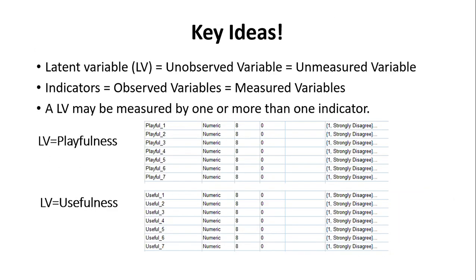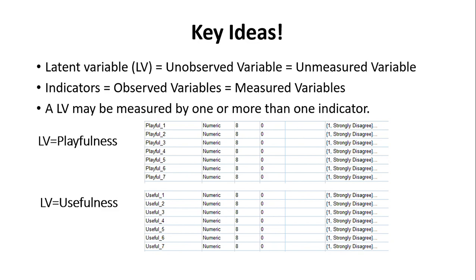So what is the central idea? In short, latent variables are also known as unobserved variables as well as unmeasured variables, whereas indicators are also known as observed variables as well as measured variables. Another very important point we just understood is that a latent variable may be measured by only one item or indicator or more than one indicator item.